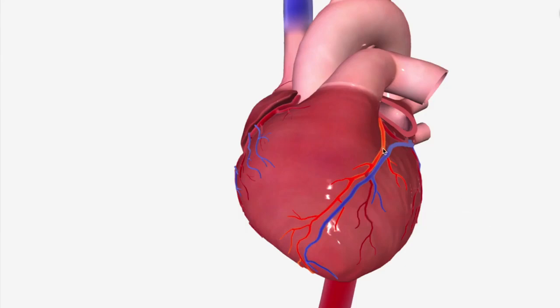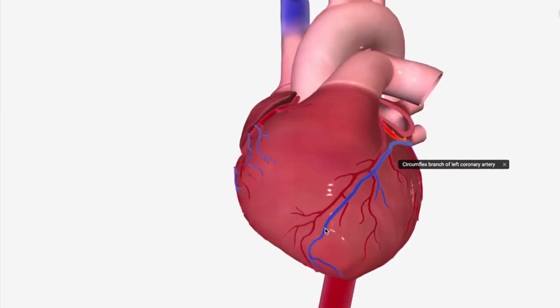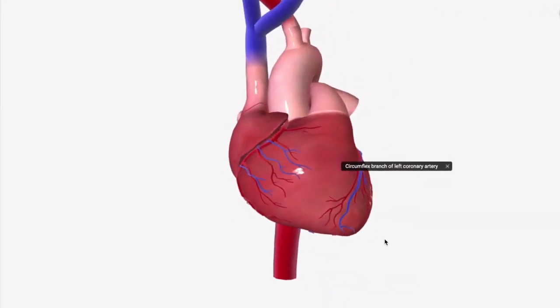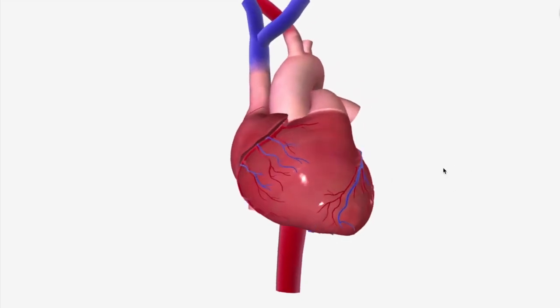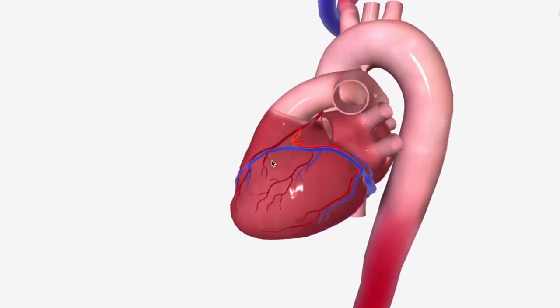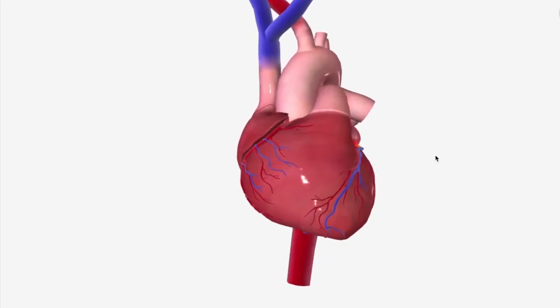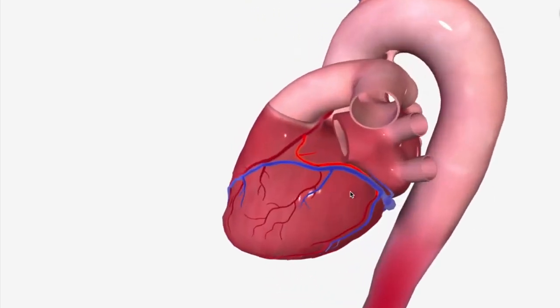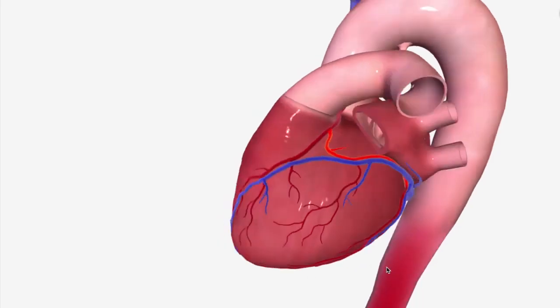So these are important because essentially if you were to block your circumflex branch, what kind of myocardial infarction, heart attack, would you have? Okay, so you would have a lateral myocardial infarction. So if you think this is the anterior view, lateral is going to be on the side. Yeah, so this is your lateral side. So that's your circumflex branch of your left coronary artery.